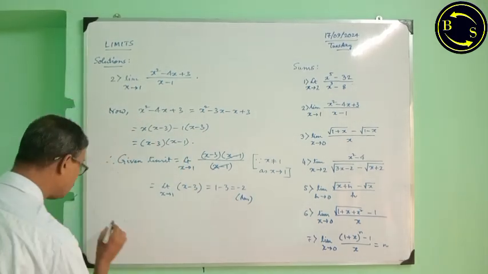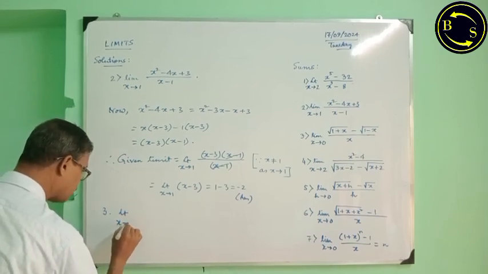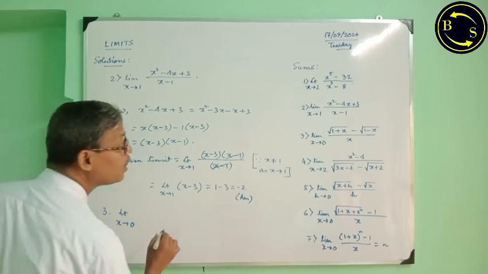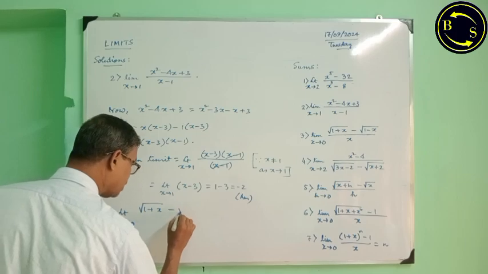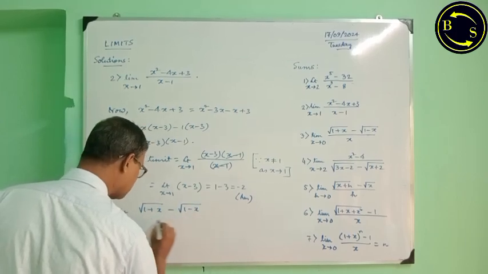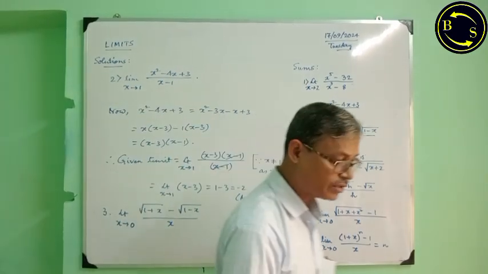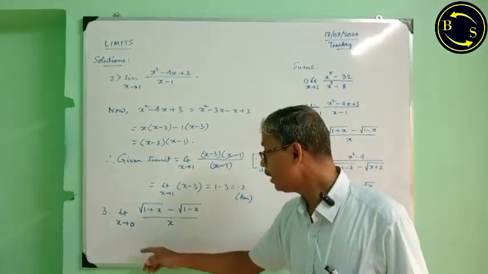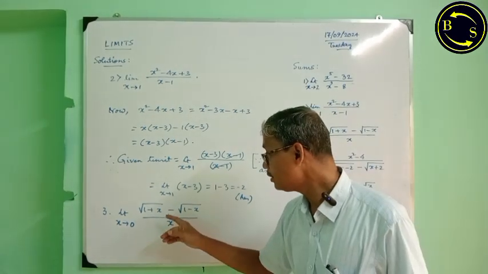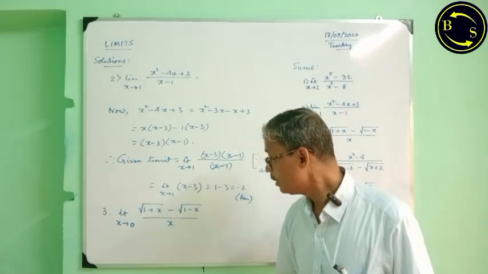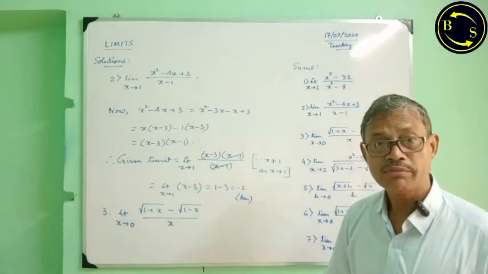Now, I move to number 3, limit x tends to 0, root over 1 plus x minus root over 1 minus x divided by x. Now, the first step is I put the value x equal to 0 in both numerator and denominator. We find both vanish. Therefore, we have to think of another method. What will be the other method?